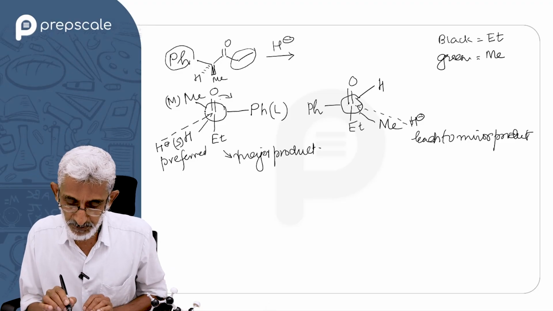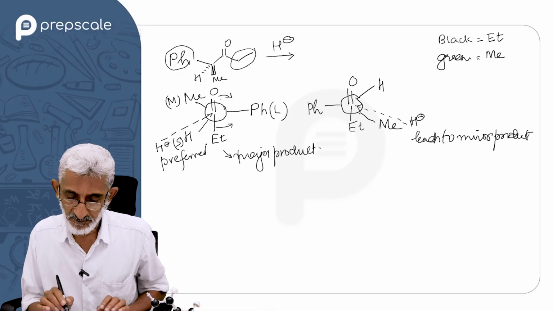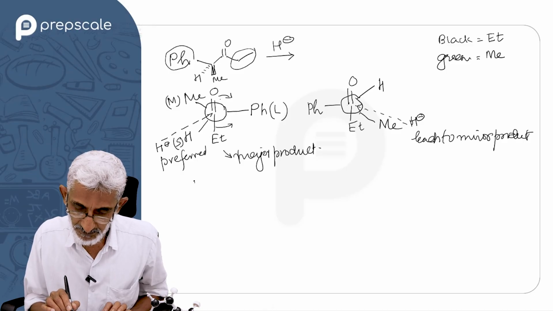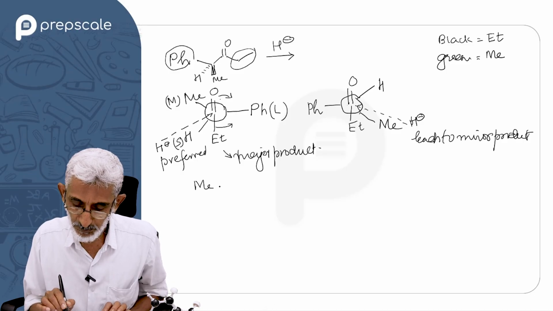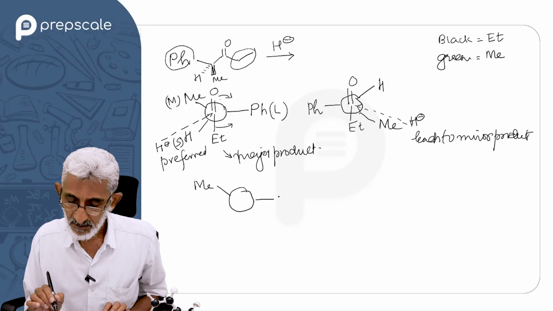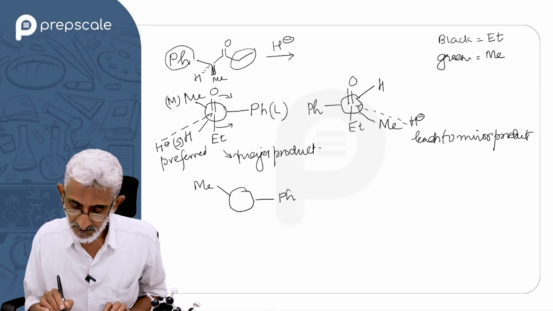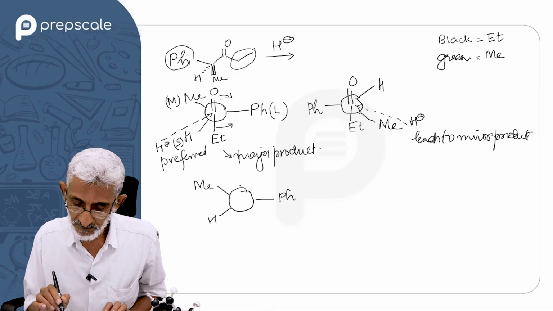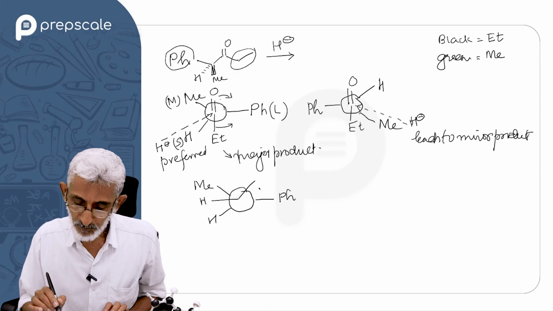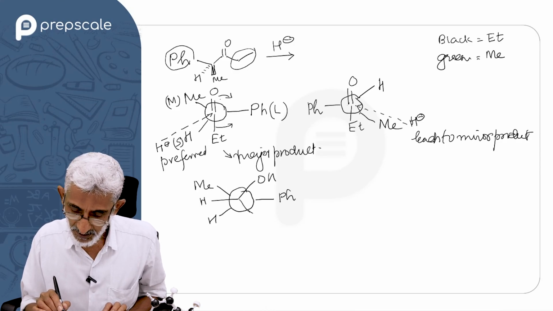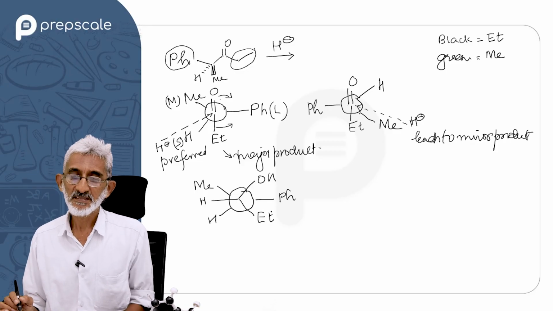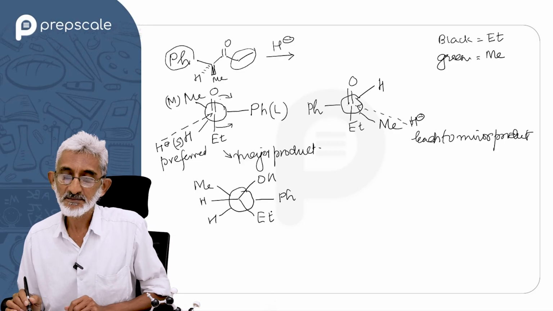Okay, so how will it look? And this will be bent to this side. See what I'll get. I will write the Me as such: Me, Ph. See, no change for these groups. Now what I have is my H here, my OH here, and the ethyl group here. So this is what I have got.